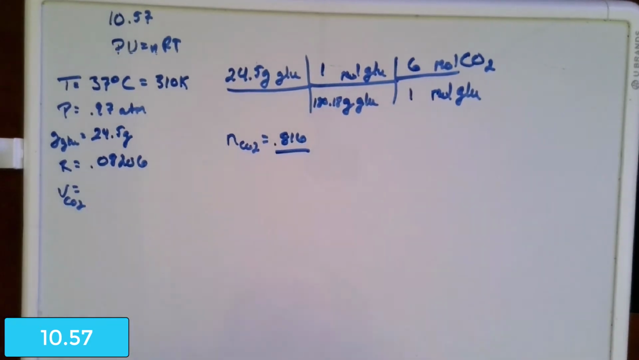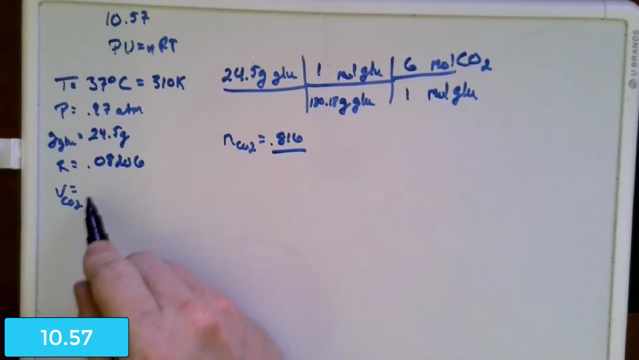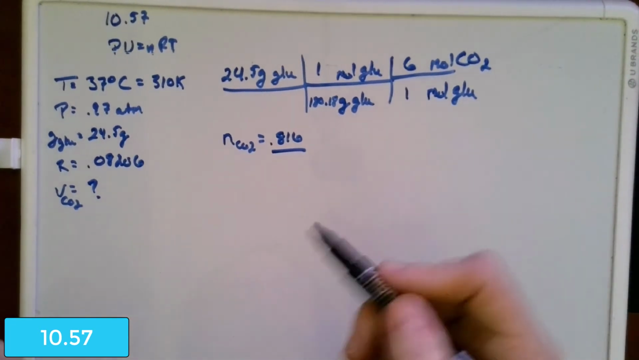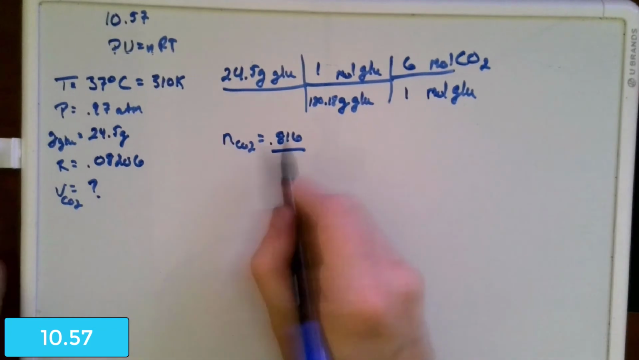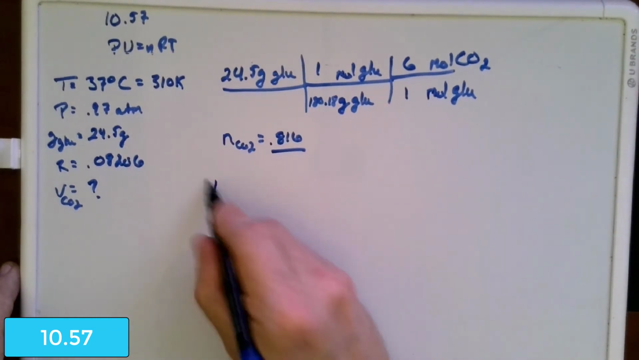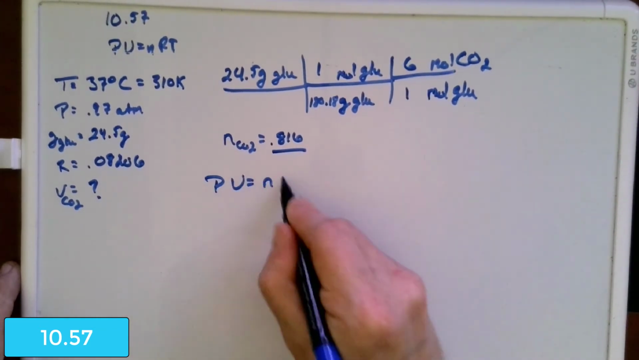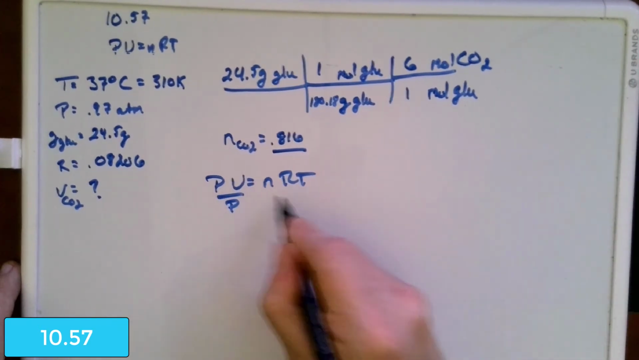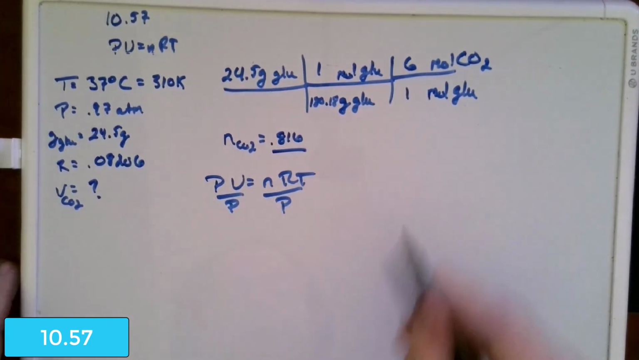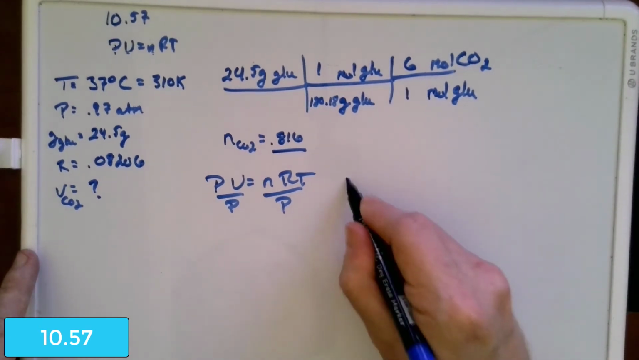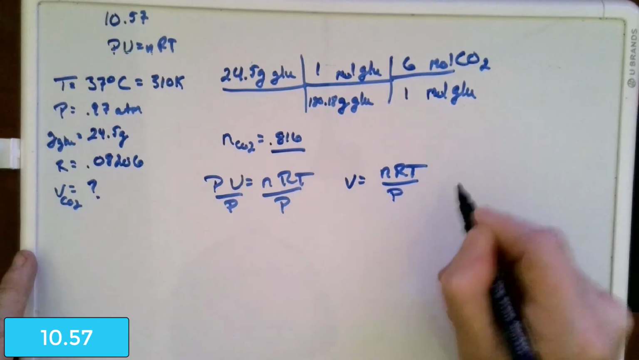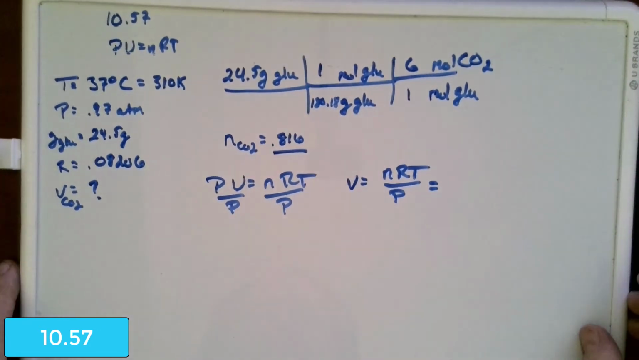Now this, of course, is not a final answer. They were looking for the volume of CO2. This is our unknown. But now I have every variable for the gas. I can plug in all these variables into the ideal gas law and solve for volume. To solve for volume, I divide both sides by pressure. I end up with volume equals nRT over pressure, and now we can plug them in.